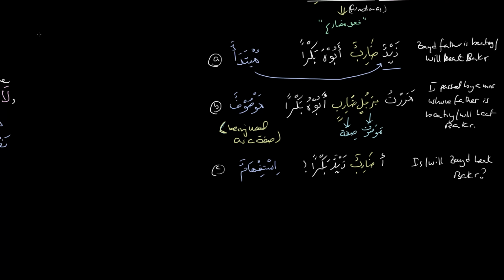So here again, it's functioning as a fa'il mudari because of this istifham followed by an ism fa'il. Is Zayd beating or will Zayd beat Bakr? That's istifham. And then nafyun. Finally, we have the nafyun scenario.